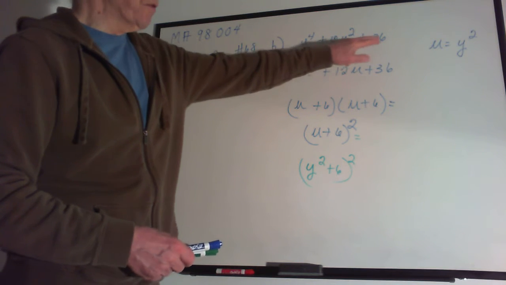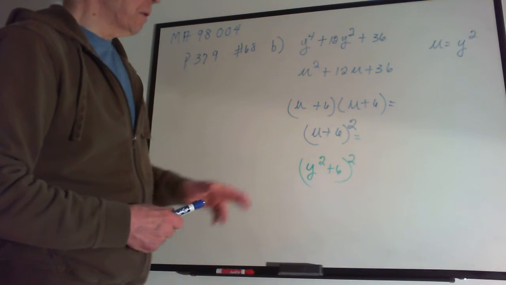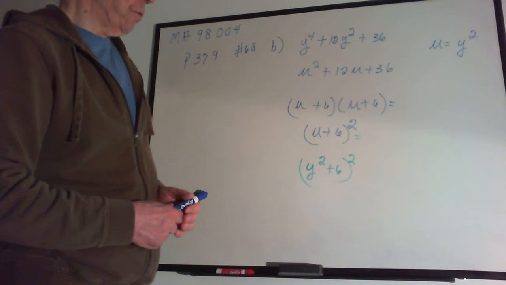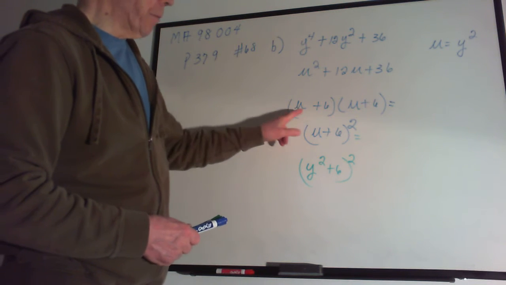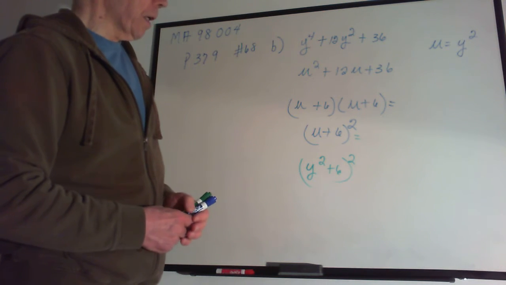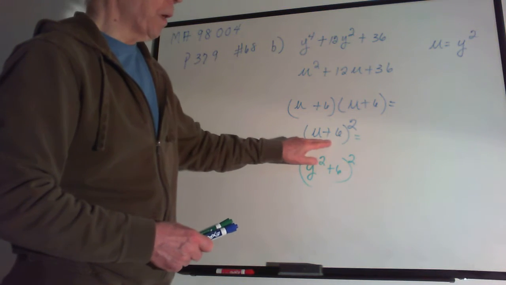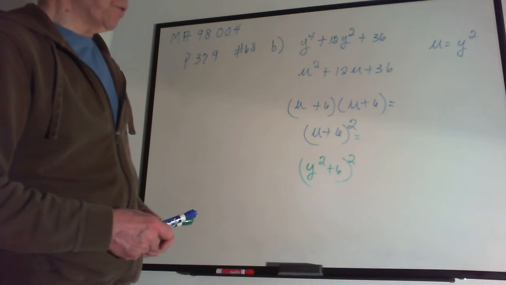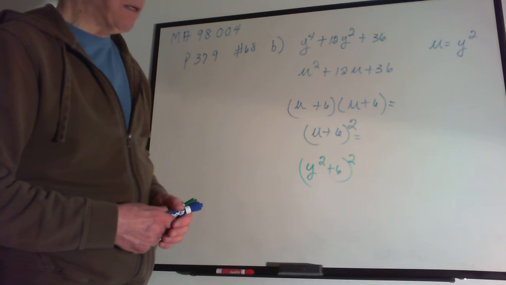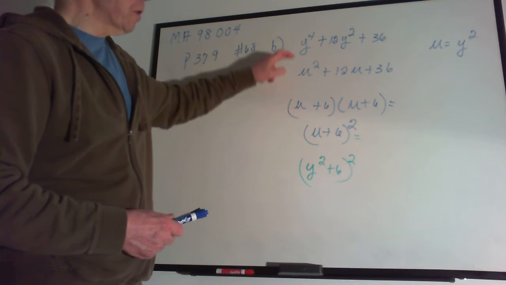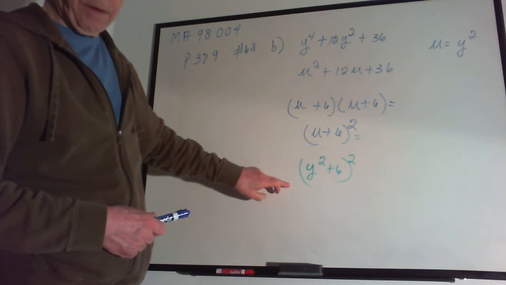12u, u equals y squared plus 36. We can now factor this. It becomes u plus 6 times u plus 6, which gets written this way. And then we take the value of u, which is y squared, and we plug it back in. So if you skip those steps, you could have gone from here to here.